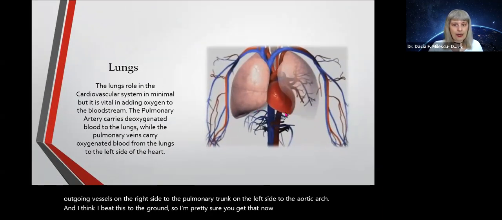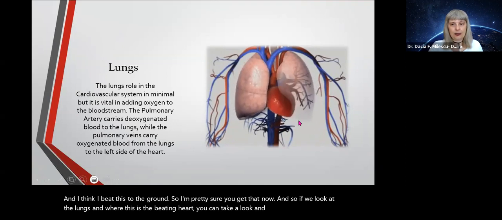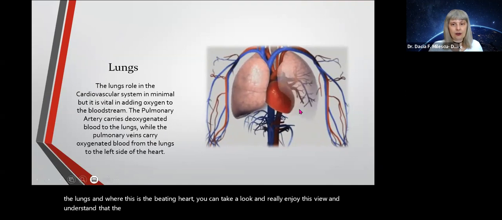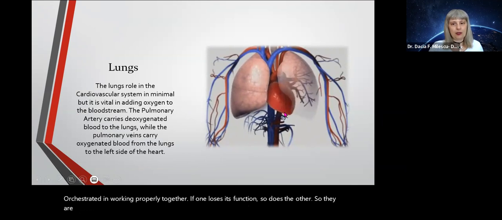And so if we look at the lungs and where they are, this is the beating heart. You can take a look and really enjoy this view and understand that the heart and lungs are so orchestrated and working properly together. If one loses its function, so does the other. So they are very much dependent on each other.